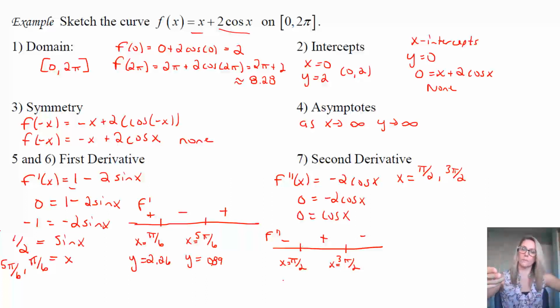Thinking about our y values, we're going to put pi over 2 back into the original. Notice that putting in pi over 2 and 3 pi over 2 back into the original, cosine of those values is 0, because remember now we're on our second derivative, so back to the original is back to a cosine. And so that whole piece is going to be 0. The 2 cosine x is going to be 0 for pi over 2 and 3 pi over 2, which means it's just going to be what we put in for x. So we're going to have y equaling pi over 2 and y equaling 3 pi over 2.